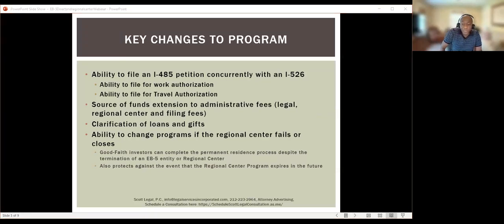So we talked about this as well, this ability to file the I-485 concurrently, and that's great because if someone's in the United States, then we can actually file for work authorization for them, and we can actually file for travel authorization for them. And we talked about the source of funds extending to administrative fees.